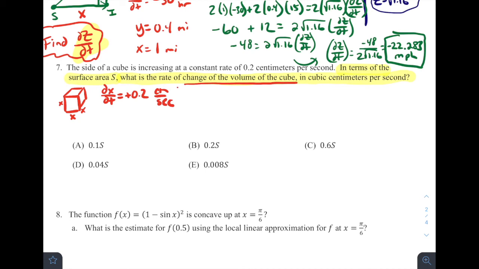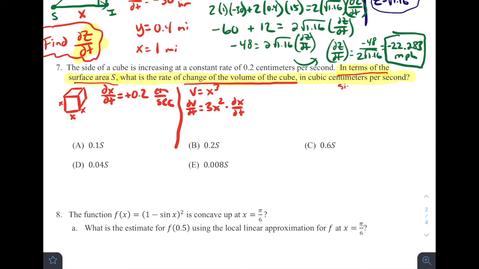So let's start with our volume equation. The volume is equal to the side length x cubed. If we take the derivative of both sides with respect to time, we get that dV dt is equal to 3x squared times dx dt. Now we know what dx dt is; that was one of our givens. But we don't know the side length. However, they asked us to stay in terms of the surface area S. So we don't want this in terms of the side length x; they want it in terms of the surface area S.